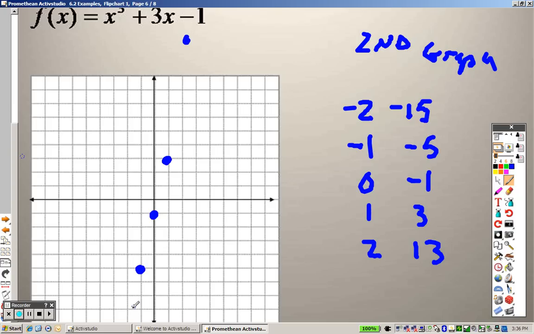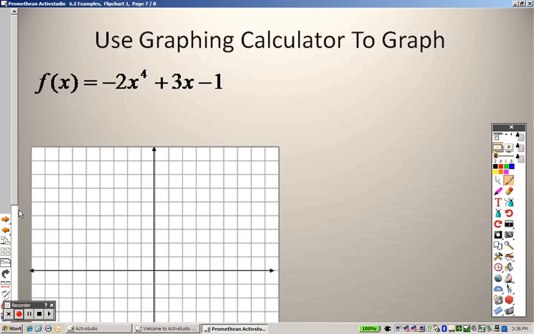So press graph again so you can see the picture, and try your best to draw it and connect the dots. See how the graph curves. It's not a straight line, right? Look on your calculator. It's not a straight line. It does kind of curve. So keep that in mind.